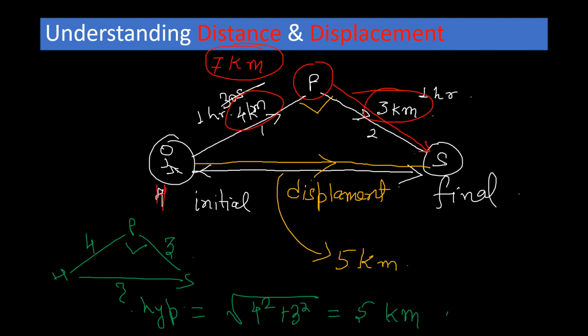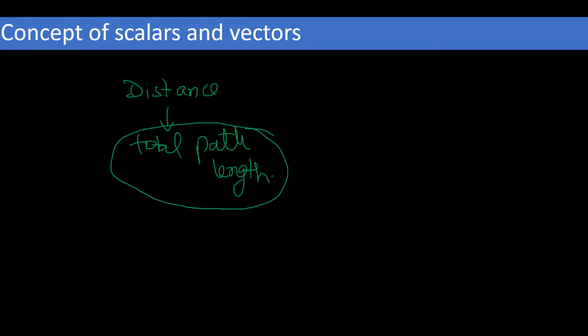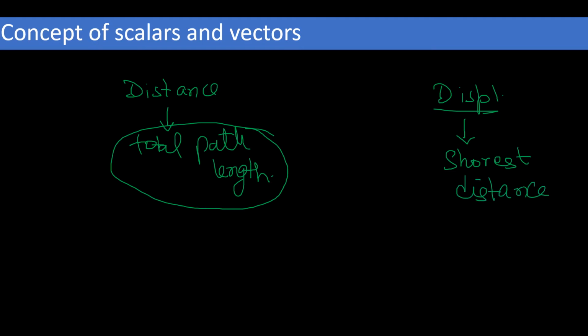One thing here is to be understood. When we are talking about distance, we are talking about the total path length covered, right? Distance is the total path length. You can even remember this definition and note it down: distance is the total path length covered. And on the other hand, displacement here was the shortest distance. And if we talk about direction, which amongst them had directions? Definitely it is the displacement. It had directions.